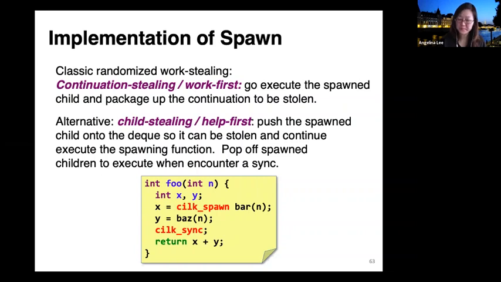Now, in this case, in this example, you would actually package up bar and then go ahead and execute baz. And then when you encounter the cilk_sync, if bar has not been stolen, you pop it off and you execute bar.